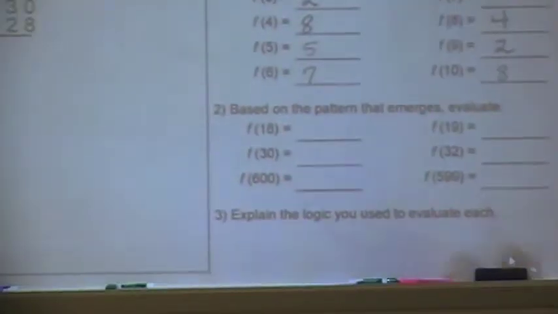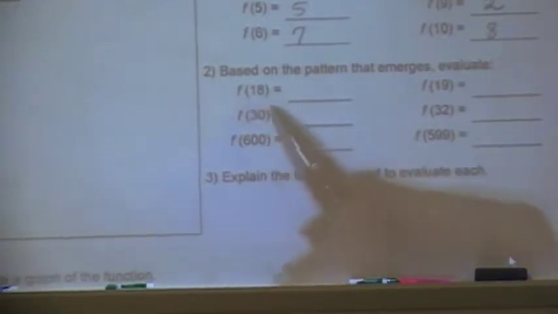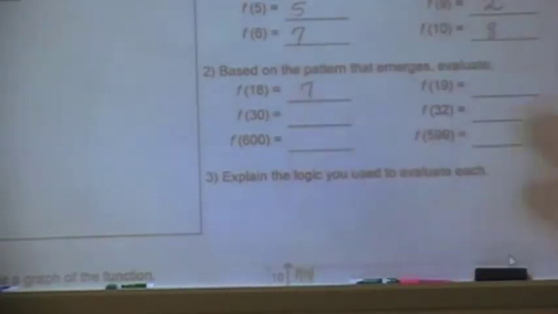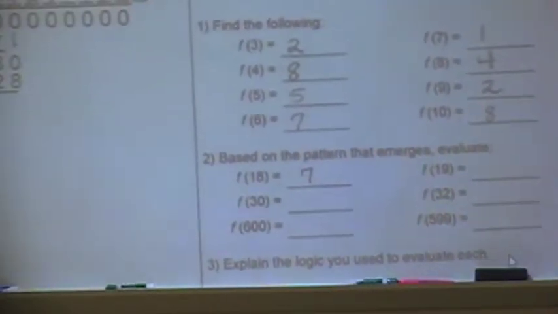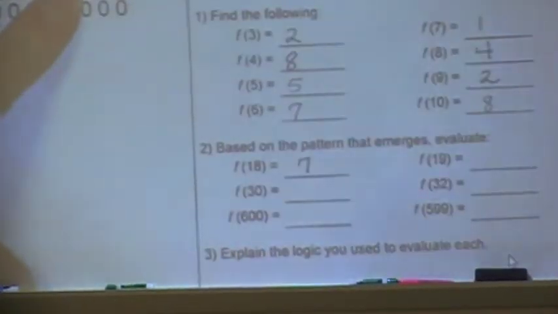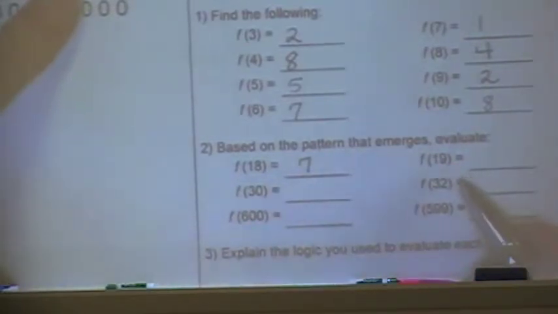Okay, so if that's the pattern, what will f of 18 be? 7. Okay, Leo, how'd you get that? Well, 7 is at 6. 6 times 3 is 18. So that works because it'll be 7 at 6, it'll be 7 again at 12, and it'll be 7 again at 18.